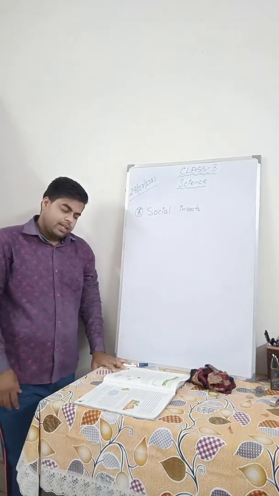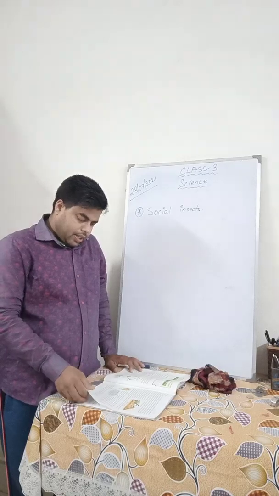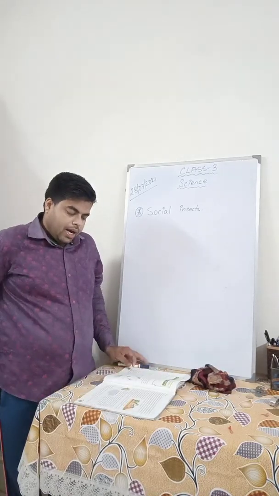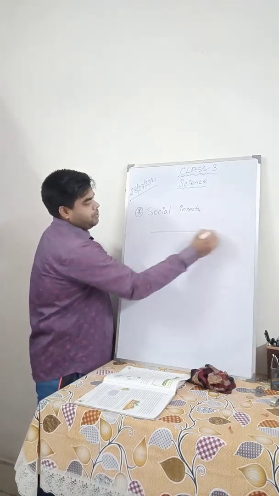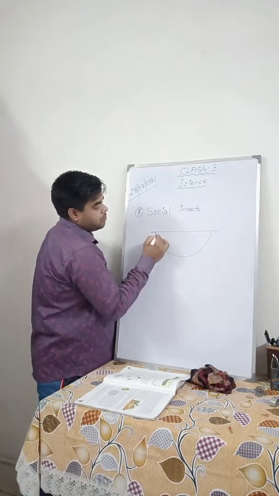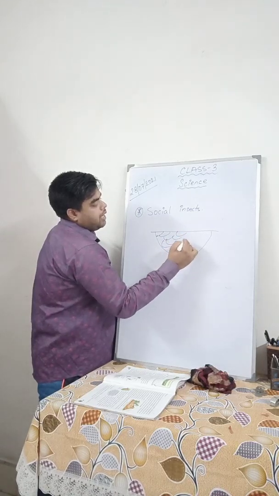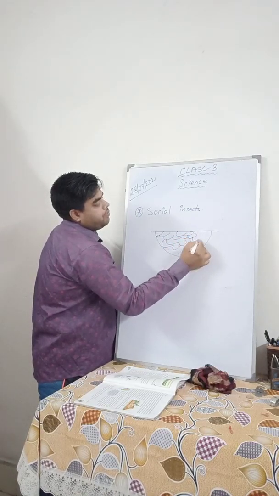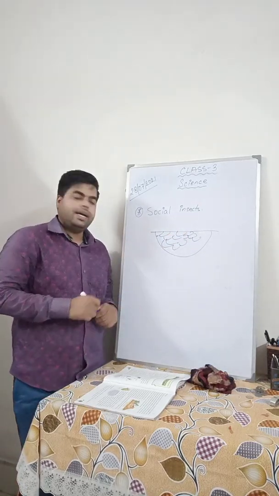One more social insect is the honeybee. Honeybees live together in hives. So this is the hive and this is their nest. Many bees live together, and this is known as a hive.